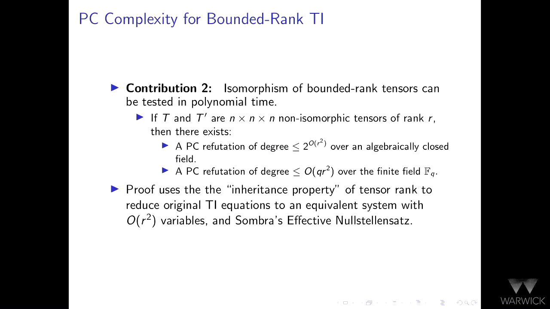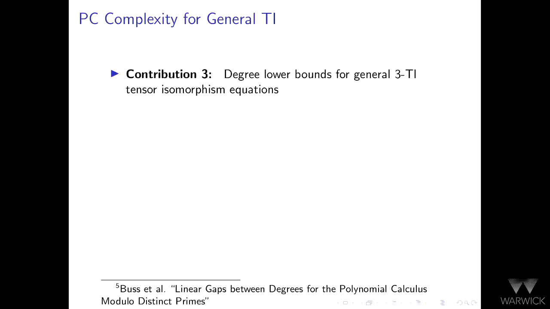And so to give you an idea of the proof, this proof uses the so-called inheritance property of tensor rank to reduce the original equations to an equivalent system of equations, and then we apply a result called Sombra's effective Nullstellensatz. Next, however, the case of bounded rank tensors is very, very special. So our next result is that for general tensors, we get degree lower bounds for the non-isomorphism equations.